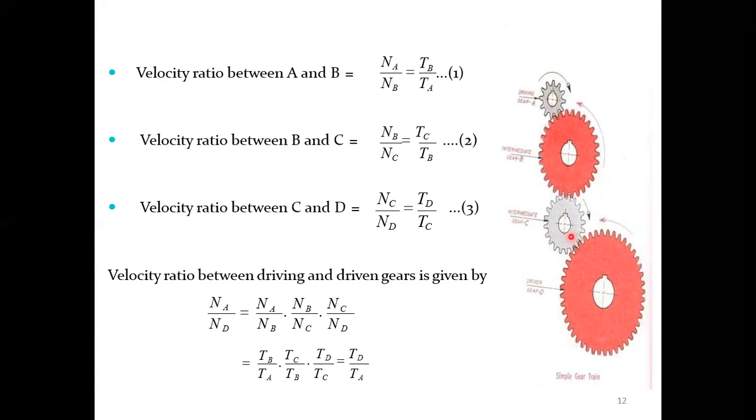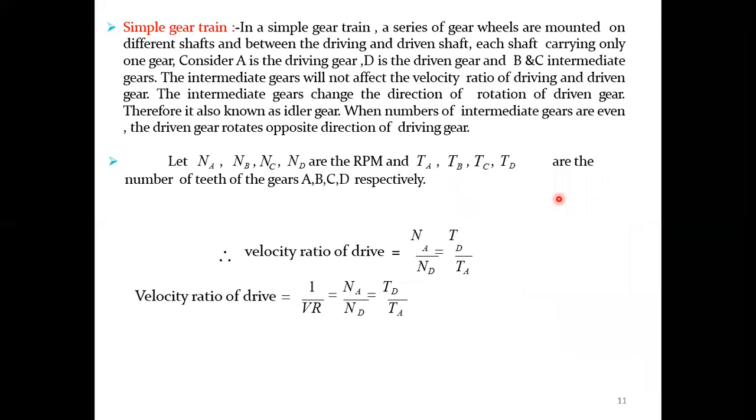A and D are the input and output gears, and the remaining gears are intermediate gears. The intermediate gears do not affect the velocity ratio of the driver and driven gear. They change the direction of rotation of the driven gear, so they are also known as idler gears. When the number of intermediate gears is even, the driven gear rotates in the opposite direction to the driver gear.